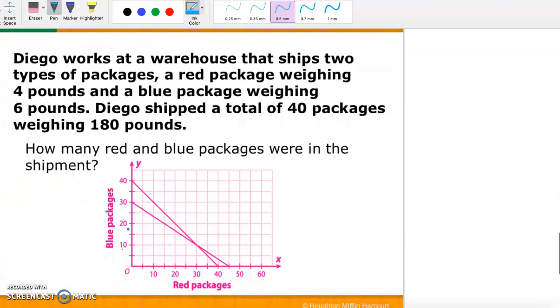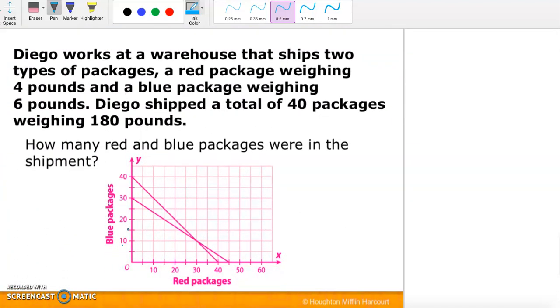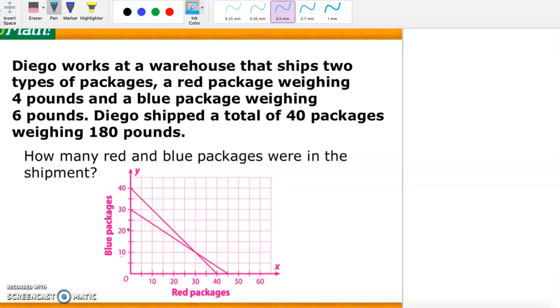Okay, last one. It's a word problem, but this is it. This is the last one. So, it says, Diego works at a warehouse that ships 2 types of packages. A red package weighing 4 pounds and a blue package weighing 6 pounds. Diego shipped a total of 40 packages weighing 180 pounds. How many red and blue packages were in the shipment?